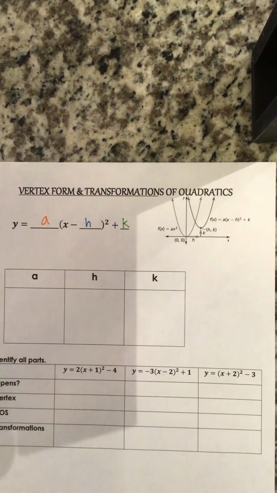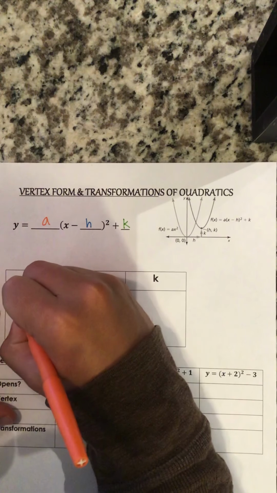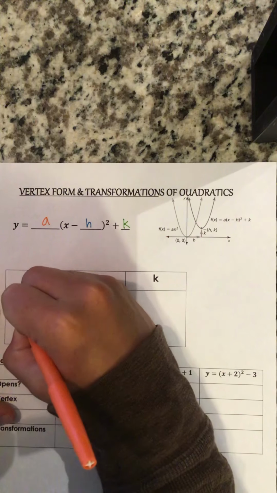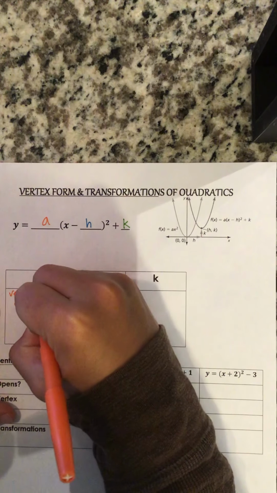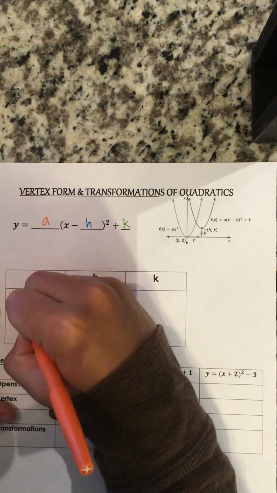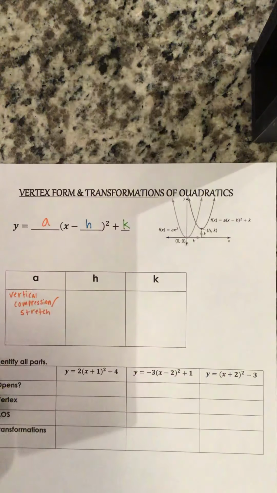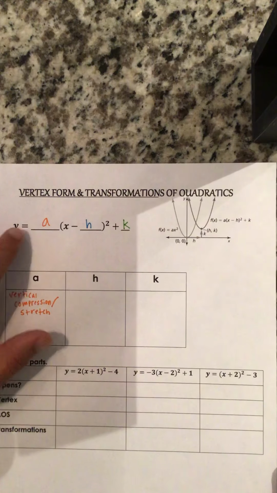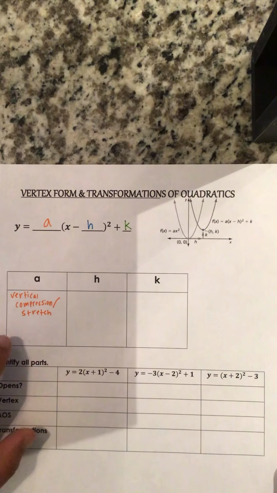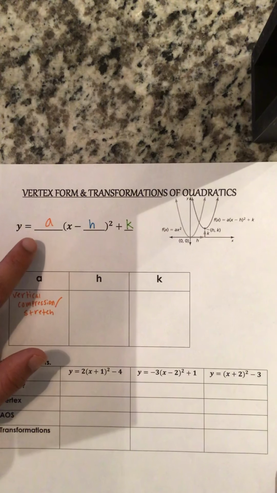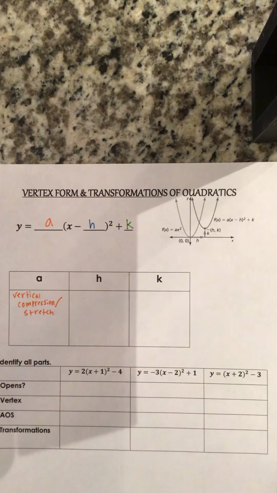Okay, so we're going to talk about what each of those letters represents, what they can do. So the a, if you remember from the transformations, the a can tell us whether we're having a vertical compression or a stretch, okay? A vertical compression or a vertical stretch. Remember, if this number a is greater than 1, it's a stretch. If it's between 0 and 1, it's a compression, okay? That's what the a can tell us.